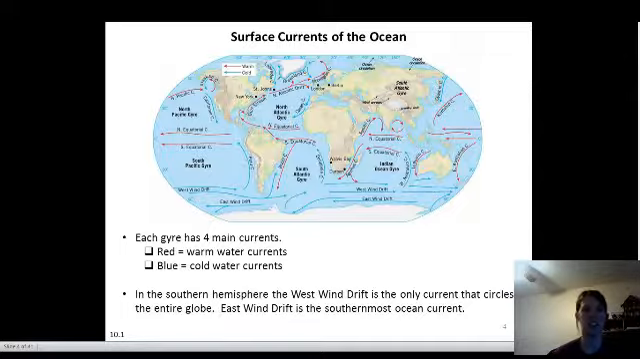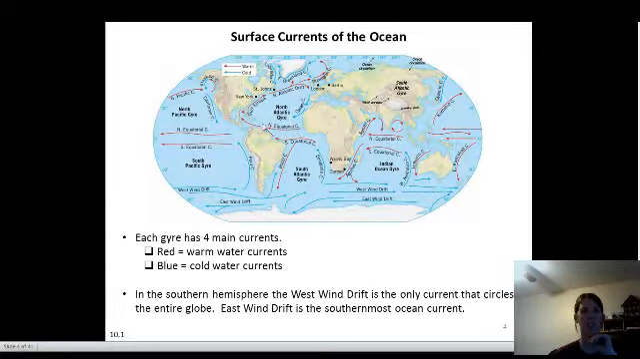So if we look here, we have our South Pacific Gyre with our cold water coming from the west, hitting the western coast of South America and moving upwards, warming at the equator, and then moving back westwards before it moves down along the eastern coast of Australia.